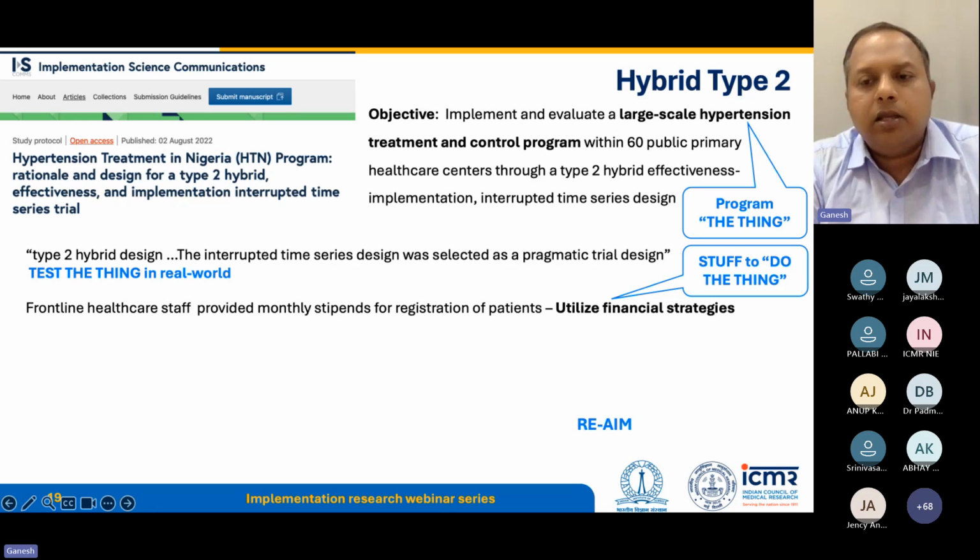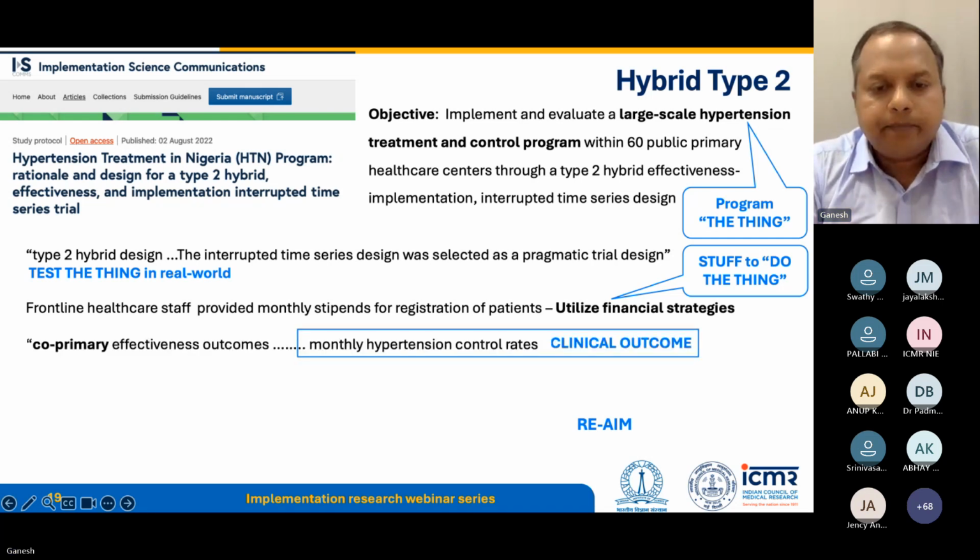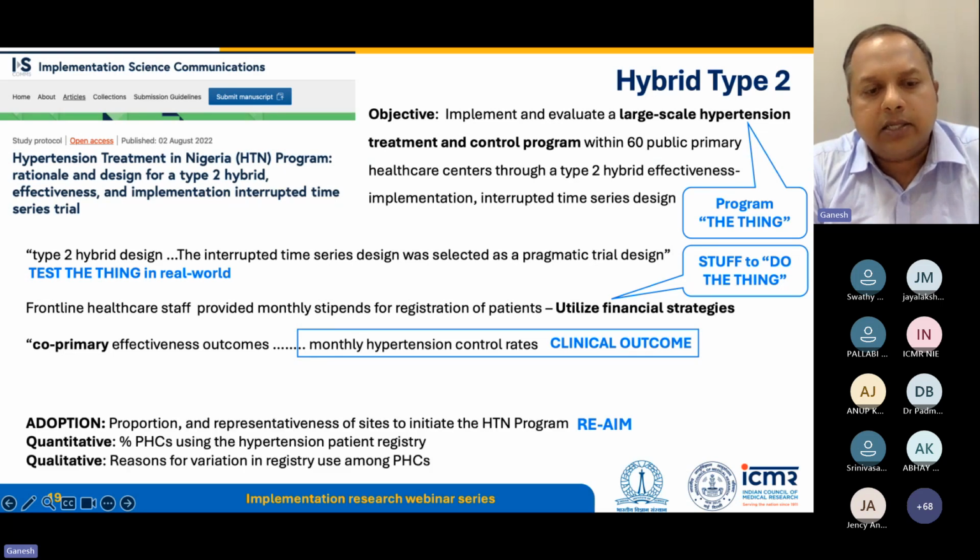And they are giving monthly stipends, which is a financial strategy, to do the thing in the large-scale hypertension program. The core primary outcomes: the effectiveness outcome is monthly hypertension control rate, which is a clinical outcome. For that particular strategy, what I am trying to give you is different types of implementation outcomes, which are mentioned in this particular paper. One is adoption. Of this, I mentioned RE-AIM. I'm trying to give only adoption.